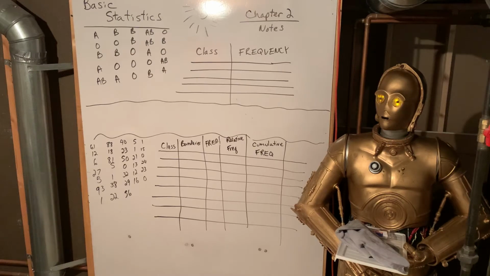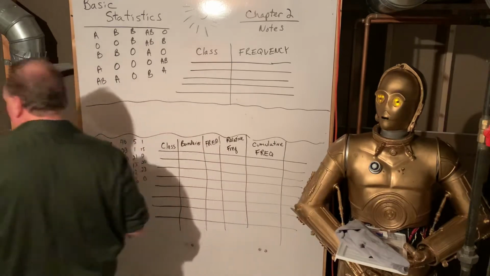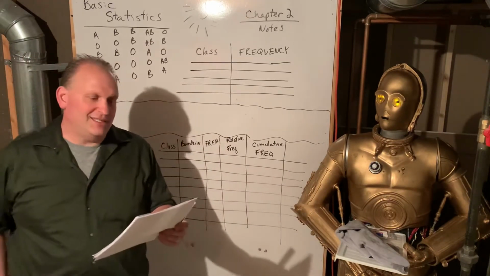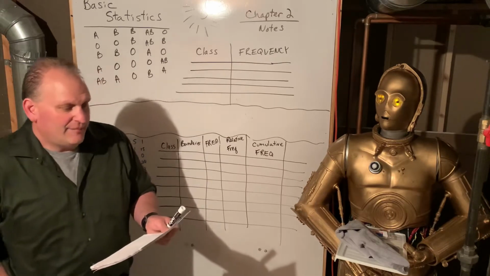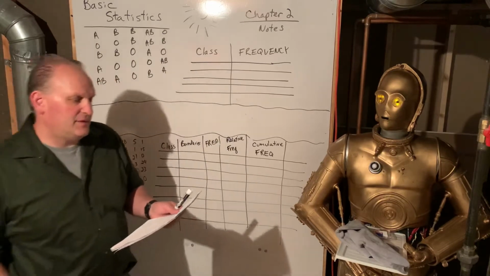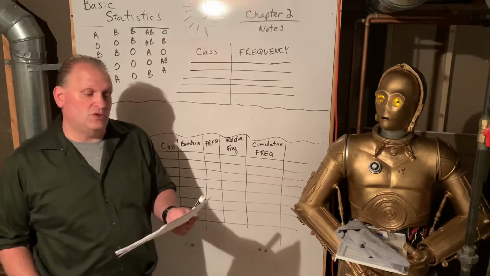Okay, we are back. This is Basic Statistics. We're looking at the notes for Chapter 2. So, organizing data, frequency distributions is the name of the game. Organizing data using frequency distributions, representing data and frequency distributions graphically using histograms, frequency polygons, and ogives.